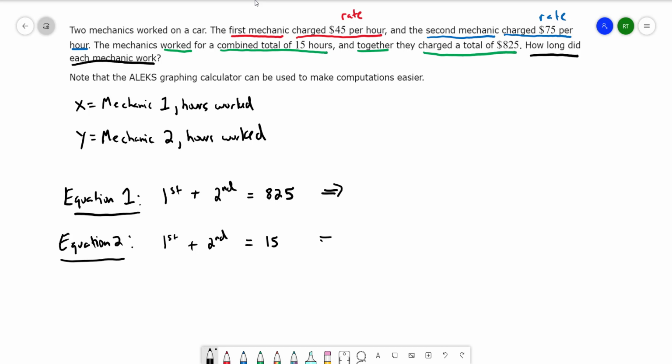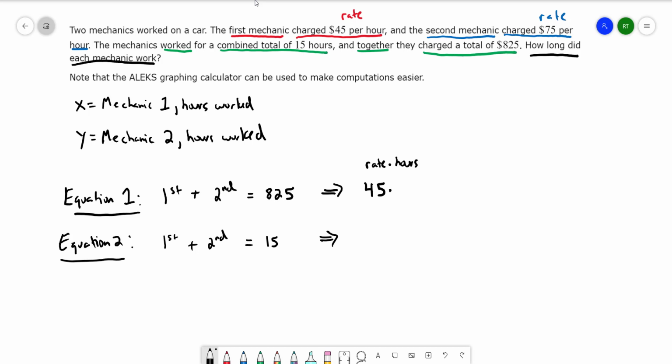Let's make these equations a little more specific. What's going to represent the first and the second mechanic? For equation 1, we're talking about what they charged. To figure out what someone charges, you have to know the rate per hour, which we already know. The first mechanic charged 45 per hour. So I'm going to put a little note here: the rate times the hours. The rate was $45 times the hours.